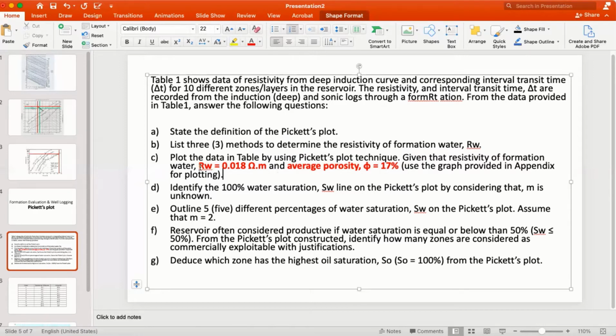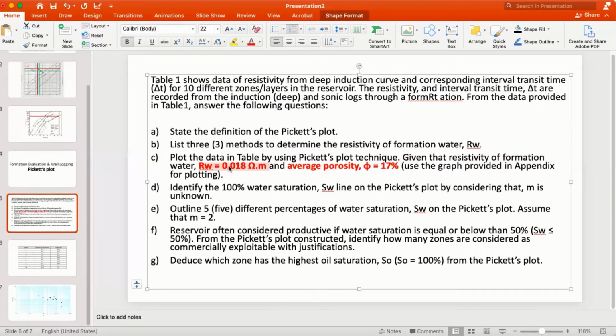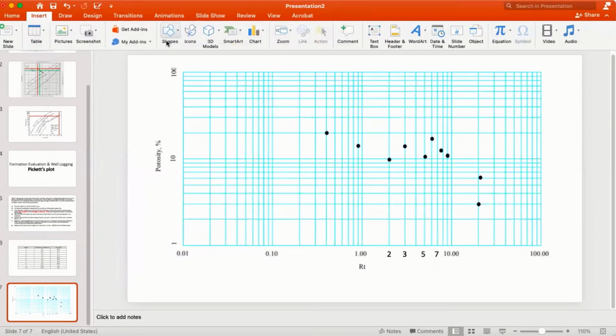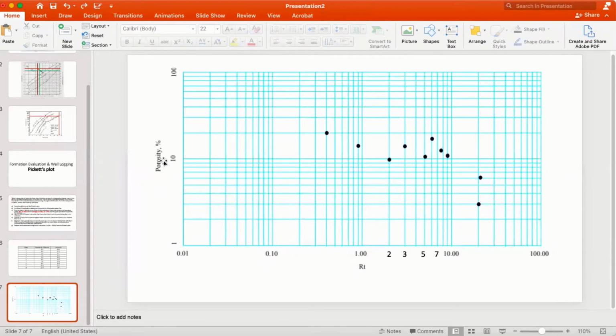So Rw is what we plot on the graph. It's 0.01, sometimes 0.015. Let me show. Remember this number, 0.018. When we plot this one, the x-axis is the Rt, the resistivity, and the y-axis is the porosity.